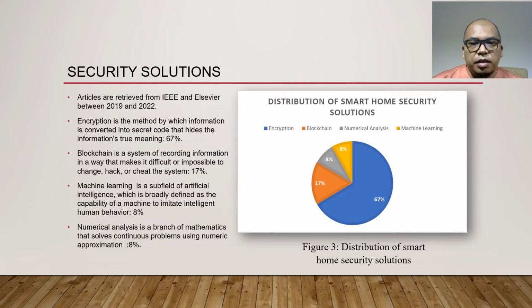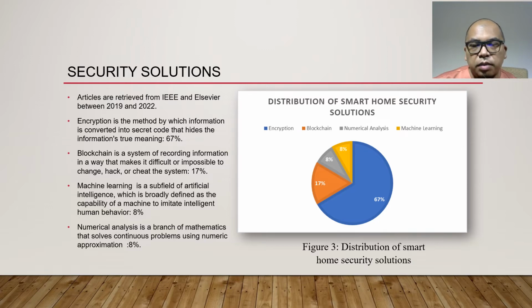Okay, based on the 12 articles that we have gathered from the established publishers, we can illustrate this through a pie chart. This pie chart shows the distribution of the smart home security solutions. So 67% of the solutions are based on encryption. So what is encryption? Encryption is the method by which information is converted to a secret code that hides the information's true meaning. Then we have the blockchain, which accounted for 75%.